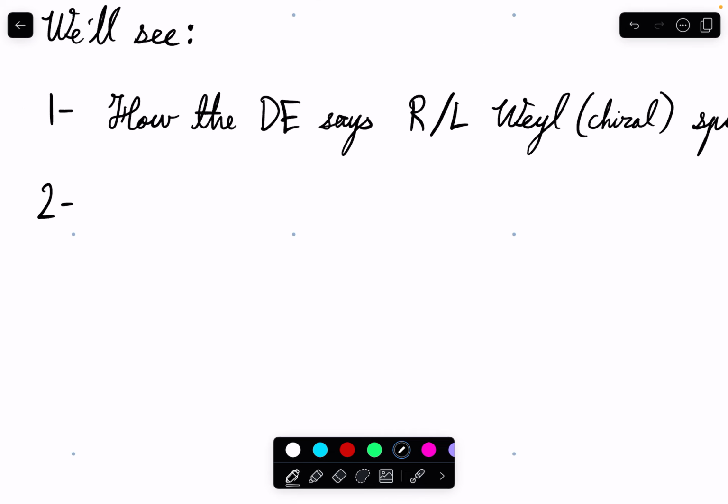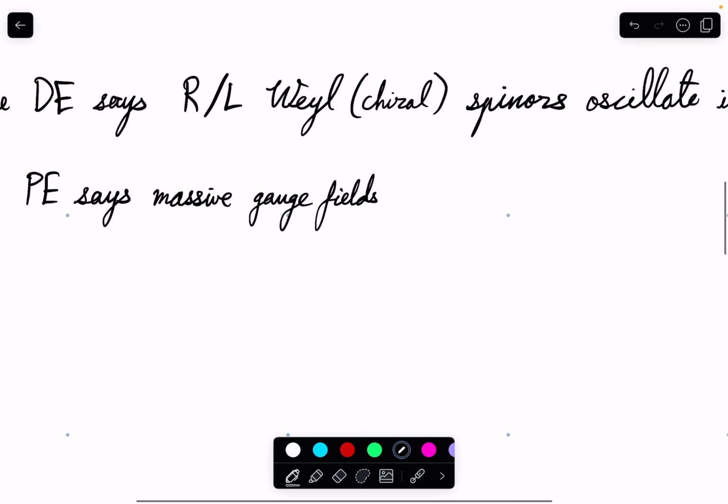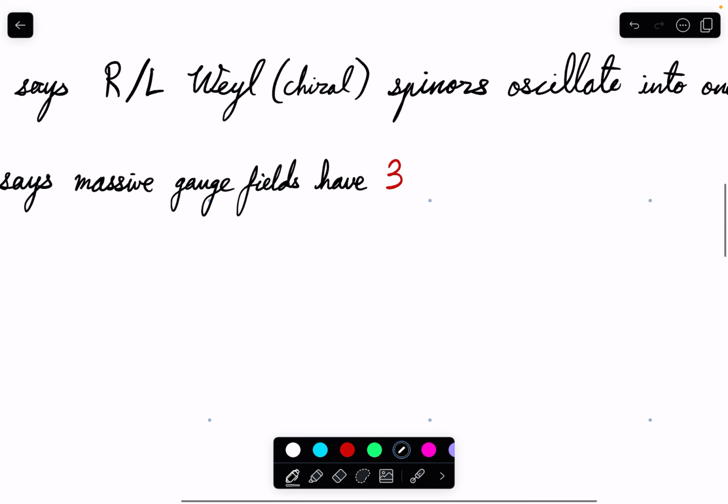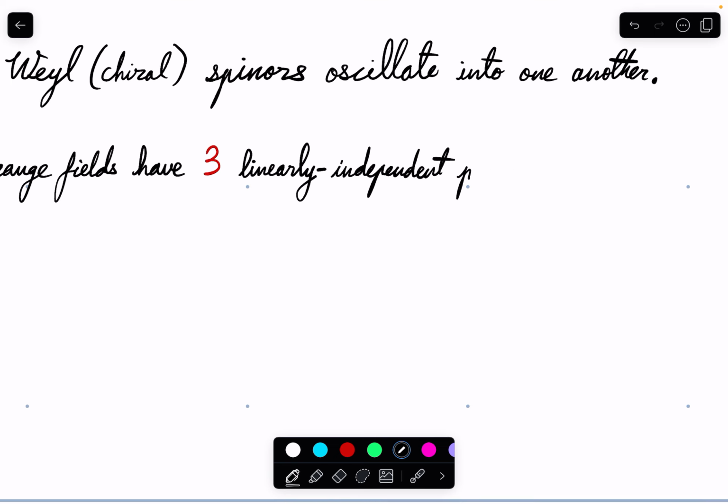We'll also see how the Proca equation says that massive gauge fields have three linearly independent polarizations.